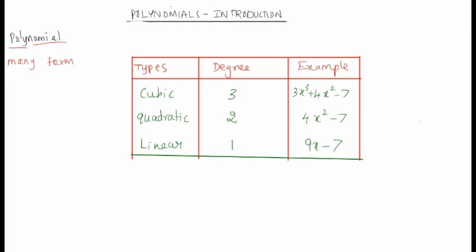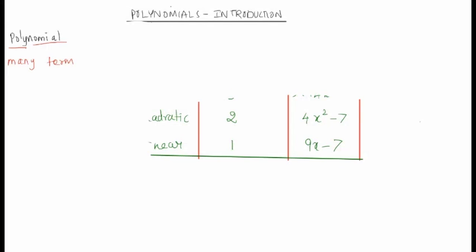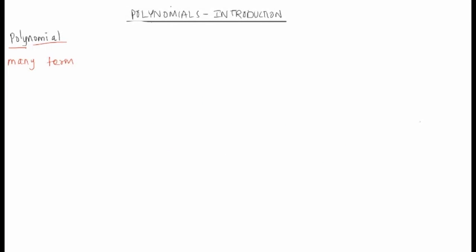Now there are certain things which don't make a polynomial. Something like negative powers. Let us consider 3xyz to the power minus 8. Over here we have a negative power, which is not allowed in a polynomial.